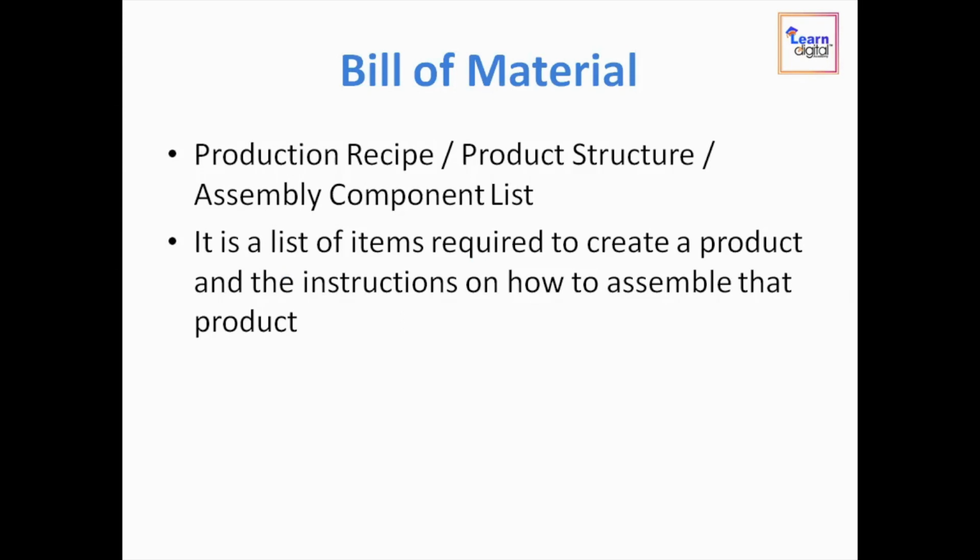The production recipe or the product structure, assembly components, those are required for producing or assembling the goods is known as bill of material. It means if we are the manufacturer of the product, the raw materials we use for producing that finished product. So the list of raw materials used for that finished product is known as a bill of material of that finished product. So it is a list of items required to create a product and the instruction on how to assemble that product. So let's start with the example.